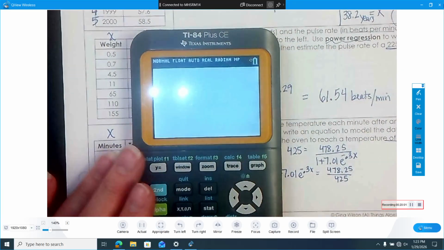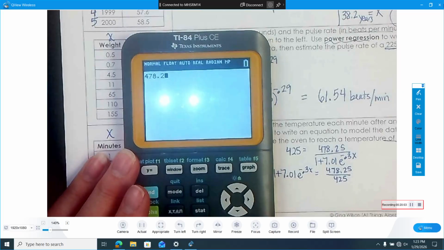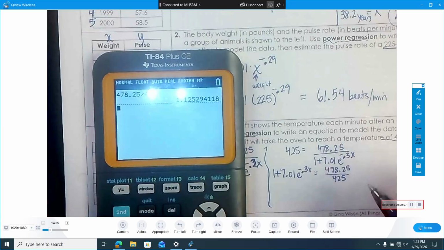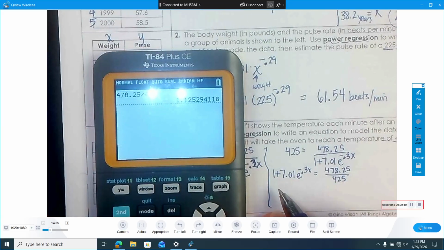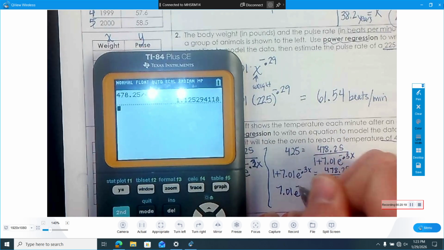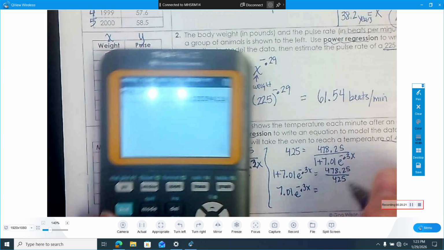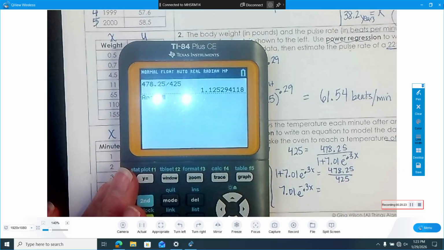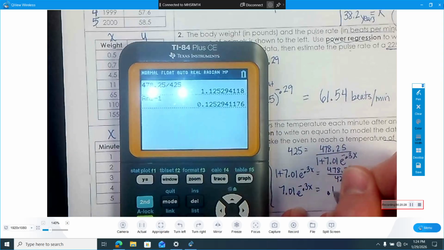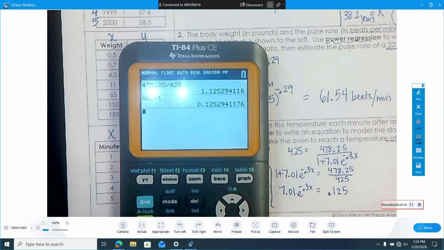I'm going to go ahead on my calculator. I'm going to type that in, 478.25 divided by 425. That gives me some crazy decimal. What am I going to do next? Oh, wait. Minus the 1. I'm going to subtract 1. So I would have 7.01 e to the negative 0.3x, and my fraction, I'm going to subtract 1. That gives me 0.125, yada, yada, yada.